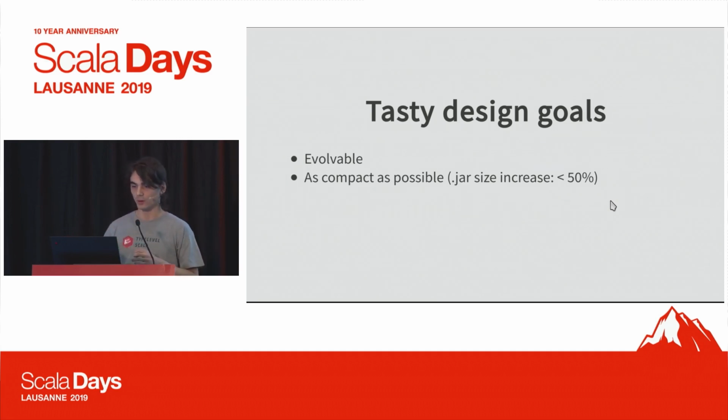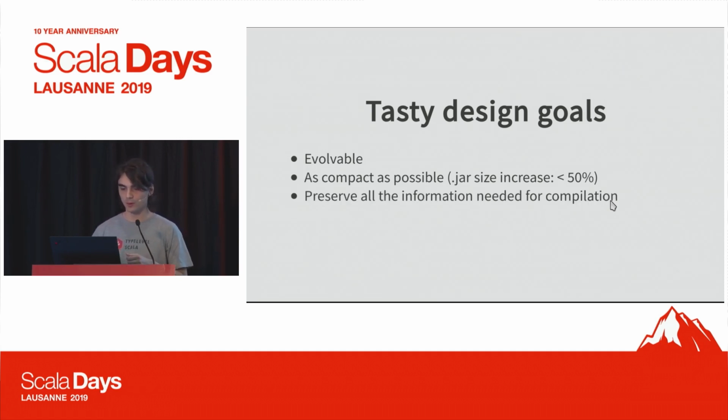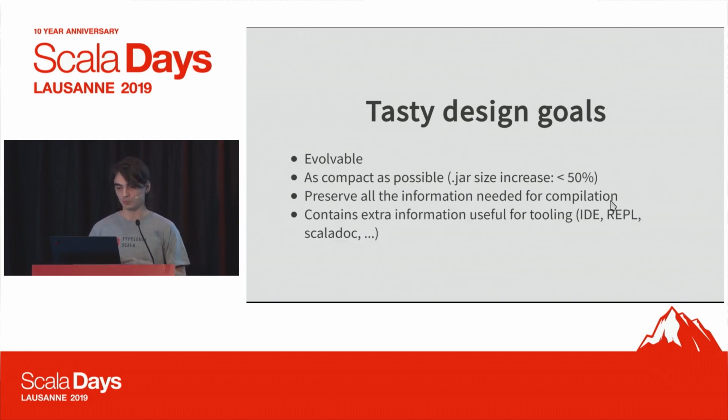So we try to make the format something that does not have a huge overhead. And it has to preserve all the information you need for compilation. So you need to be able to take the tasty file as input and get to the same thing that you would have gotten if you had started from the source files. And then, as long as we're doing all of that, maybe we can add some extra information that can be used for tooling, like IDEs, REPLs, documentation generation, etc.